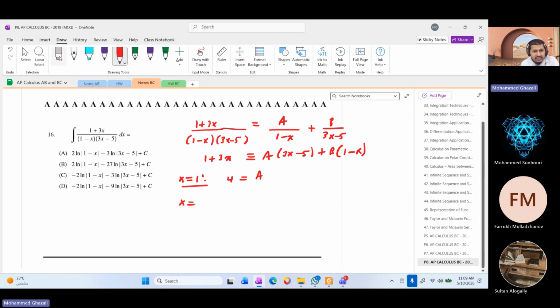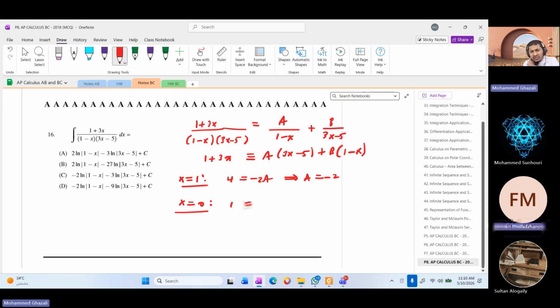Yes, you're right, negative 2A. So this implies A is equal to negative 2. Very good. And if x is equal to 5/3, A falls out. Why are we substituting 5/3? Let's just substitute any other value, just 0.